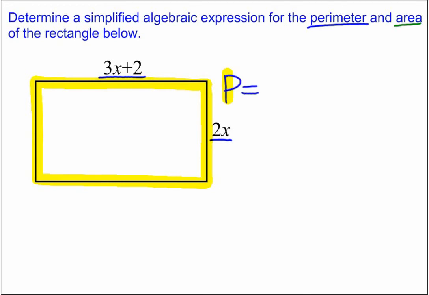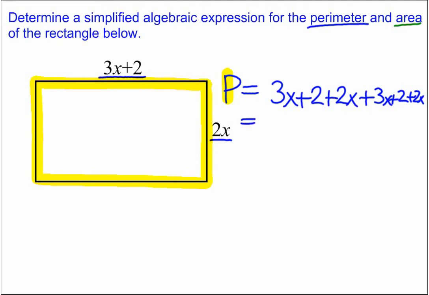And so to make an expression for the perimeter, P equals, well, I'm just going to take these dimensions and add them up. So 3x plus 2 plus 2x, and that's it, right? No, because that's just two sides of the rectangle. So we have to add another 3x plus 2 and another 2x. There's all four sides to our rectangle.